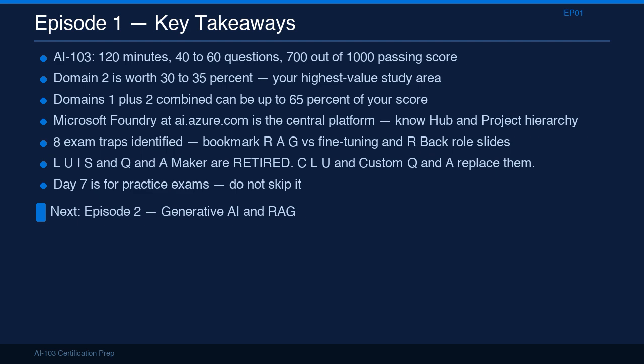Remember that LUIS and Q&A Maker are retired services. Any question suggesting them as solutions is wrong. Save Day 7 for practice exams. You can know all the content and still fail if you are not familiar with the question format.